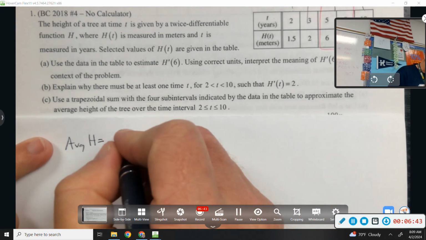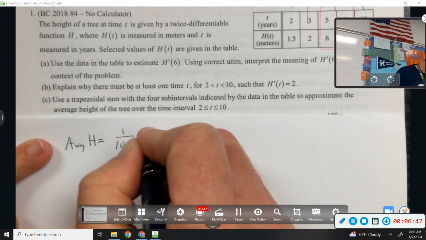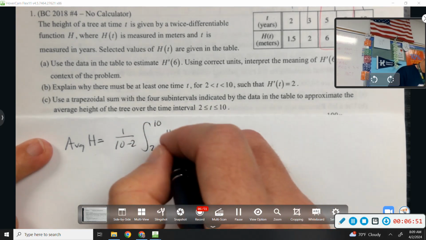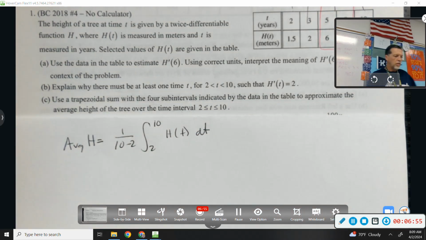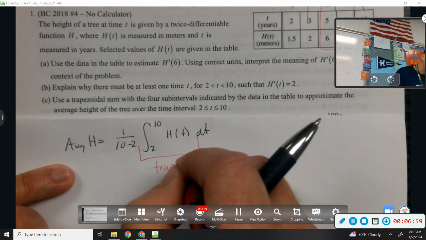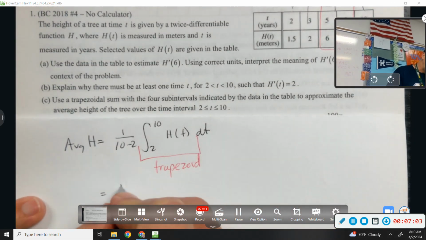right, because the average height from 2 to 10 would be 1 over 10 minus 2, integral from 2 to 10, h of t dt. So the trapezoidal rule will get me an approximation for that integral. But don't forget to include the 1/8 out front.